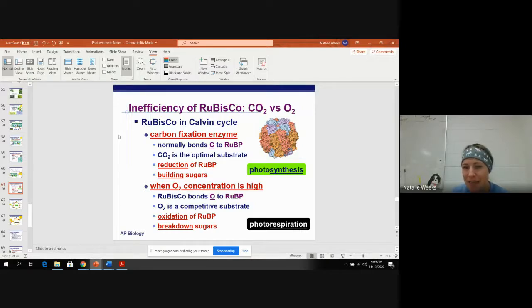However, what happens is Rubisco, even though he's a fancy gentleman, he's a bit of a window shopper. Okay, so he loves to attach to CO2, but he loves even more to attach to oxygen, which can become a huge problem. So when oxygen concentration in our plants is really, really high, when those stomata are closed, Rubisco is going to bond to oxygen instead of CO2. So that is going to oxidize the Rubisco, and it's going to actually break down the sugars in the plants instead of building sugars. So this is where we get a process called photorespiration.